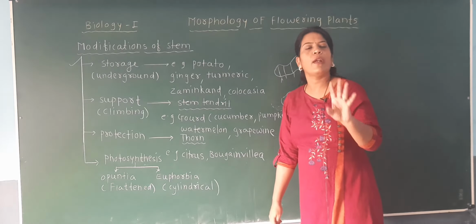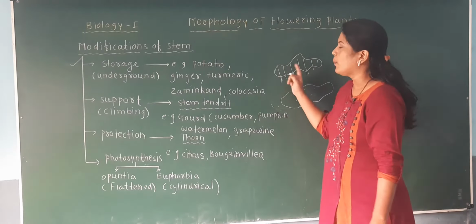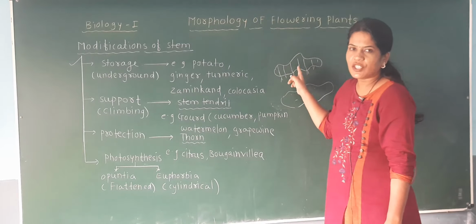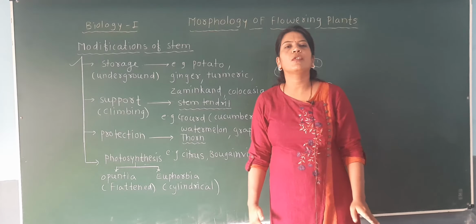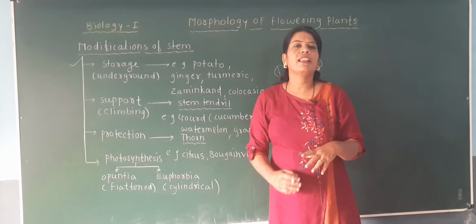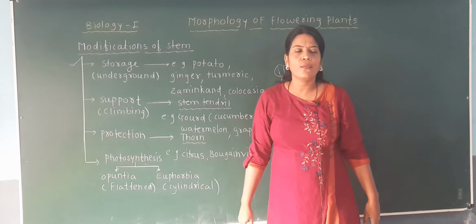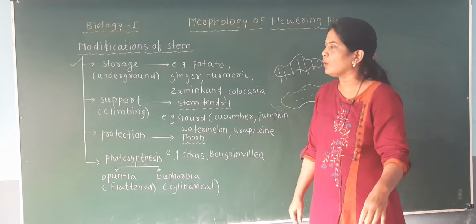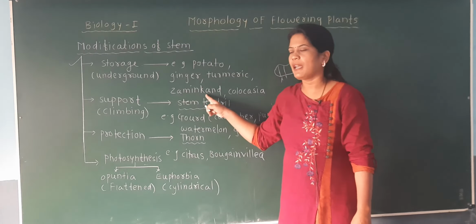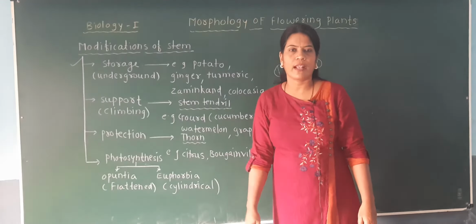So 3 well-known examples, all of you know: potato, then ginger and turmeric. So keep in mind, these are the 3 examples of the underground stem. They swell due to the storage of food. But 2 more examples are there whose Marathi name is not known. One is called Zaminkand and another one is called colocasia.